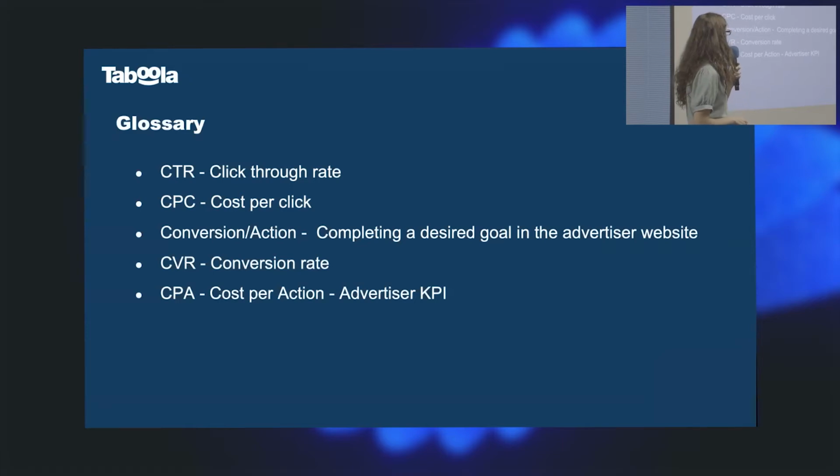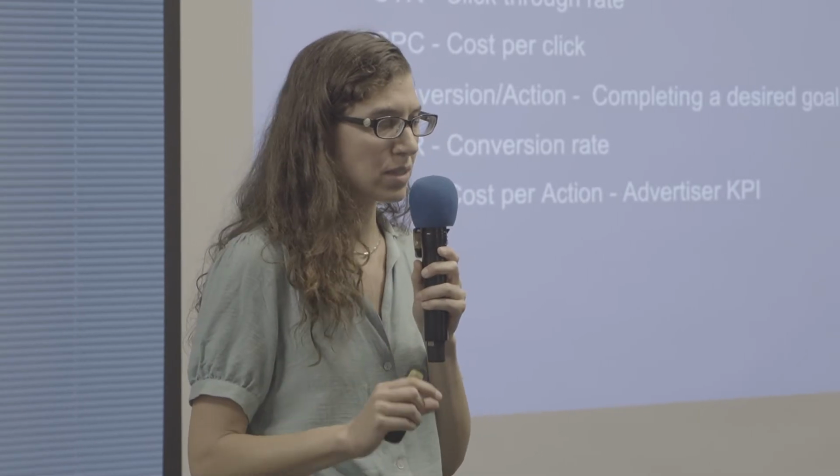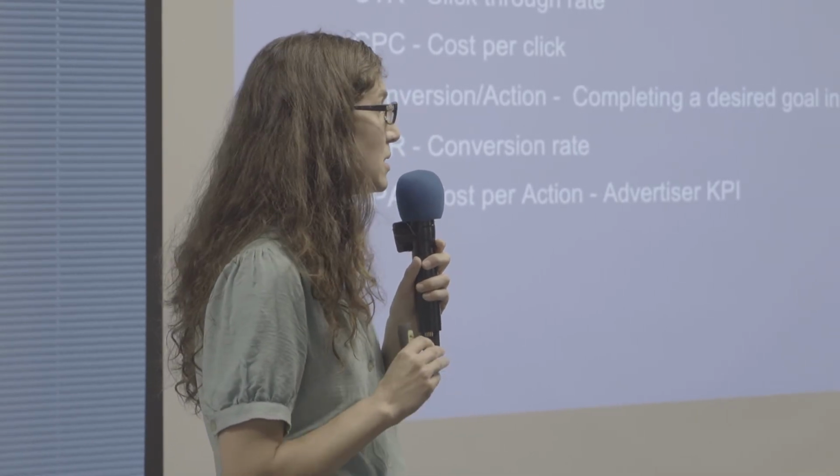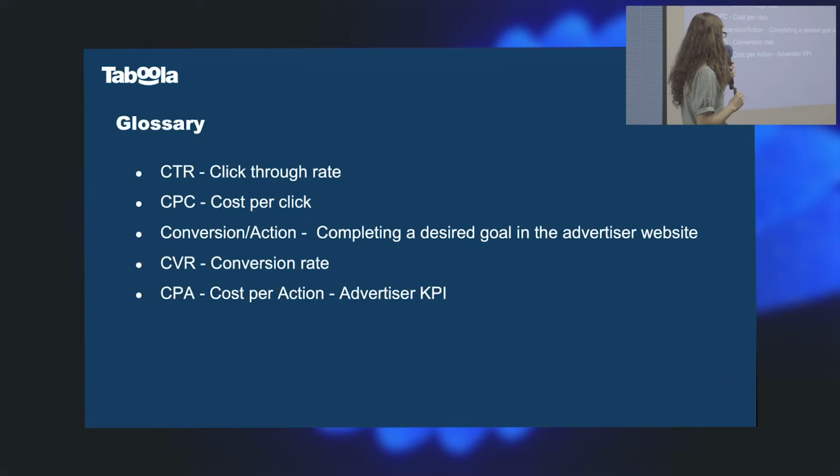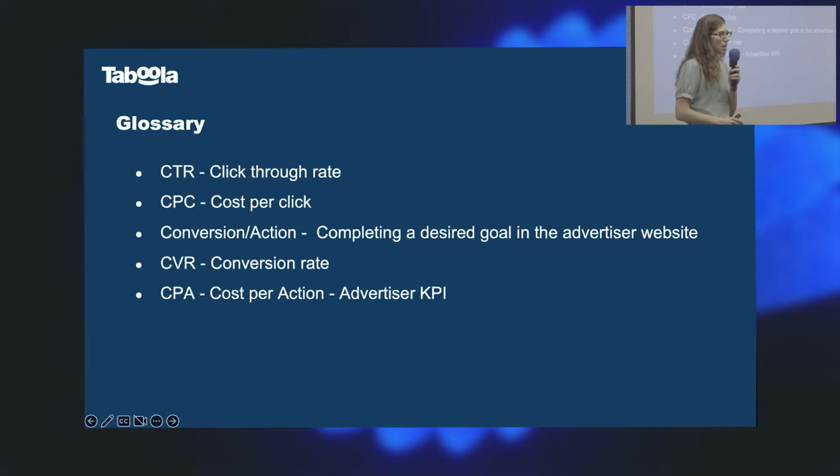The conversion or the action, this is a tricky part. This is what the advertiser wants. And as I said, there is a large diversity of different advertisers, and there is a large diversity of different conversions. So the advertiser is the one defining what action he wants. For example, one advertiser can decide that the action he wants is the user getting to the bottom of the page, and another one decides that the action he wants is the user leaving his email.